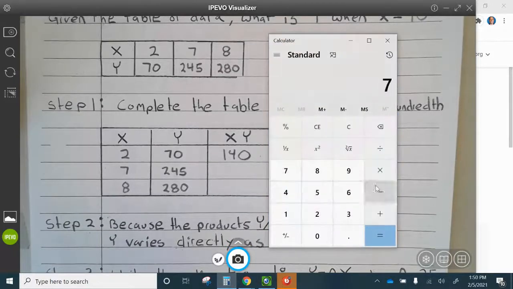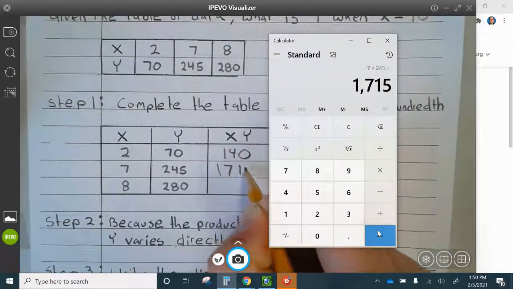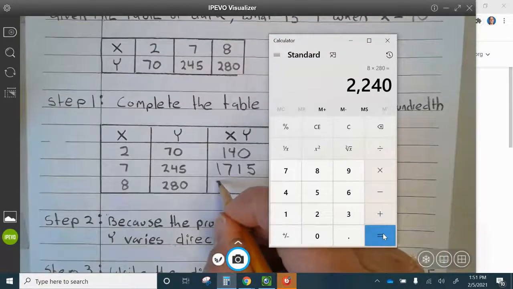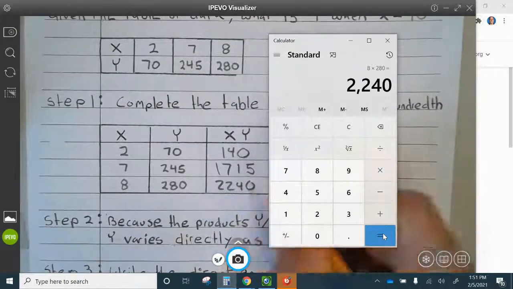7 times 245 is 1,715. And then we can do 8 times 280. And let me make sure I typed that down right. 8 times 280 is 2,240. Okay.